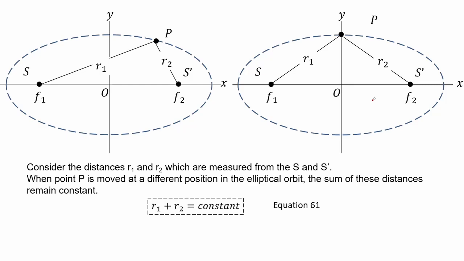Consider the distances r1 and r2, which are measured from S and S prime. When point P is moved to a different position in the elliptical orbit, the sum of these distances remains constant, as shown in equation 61.